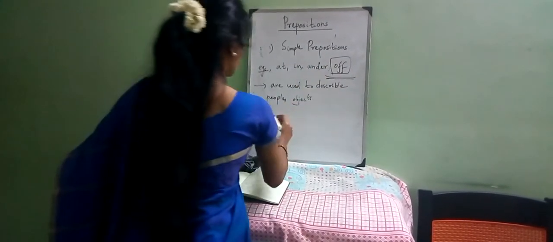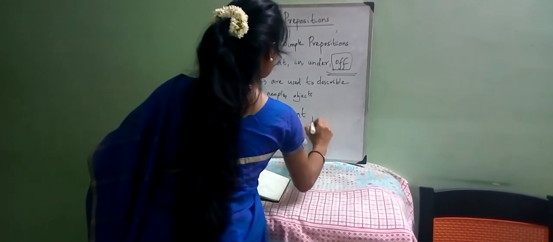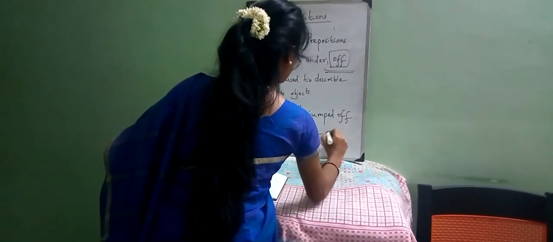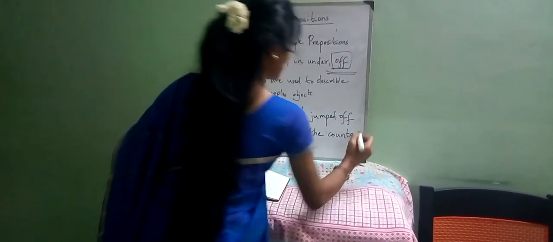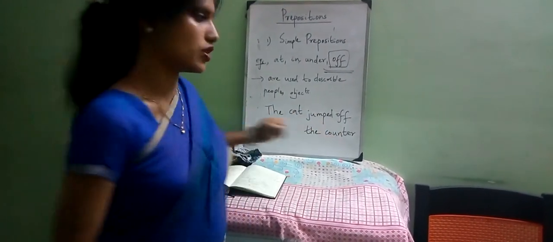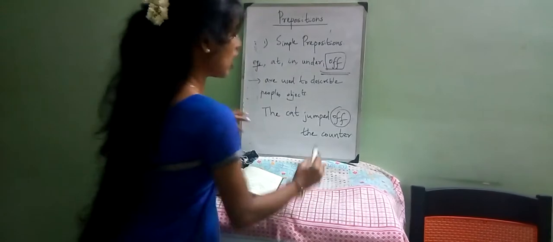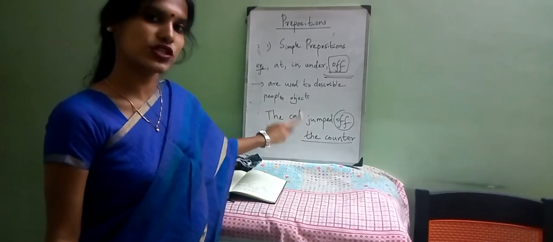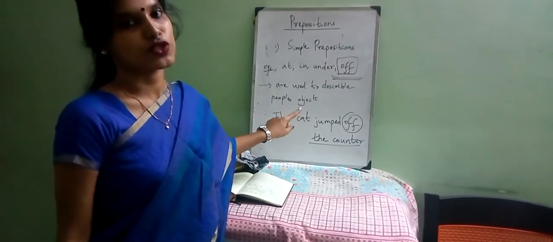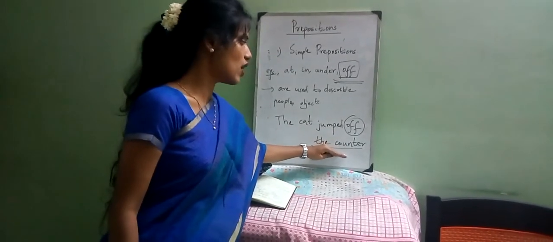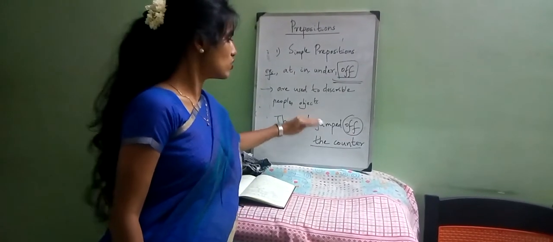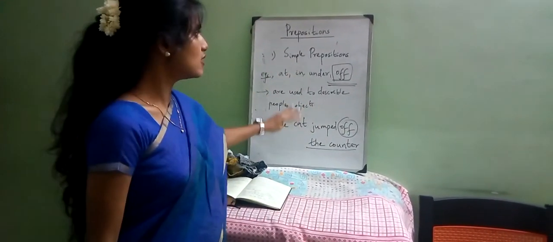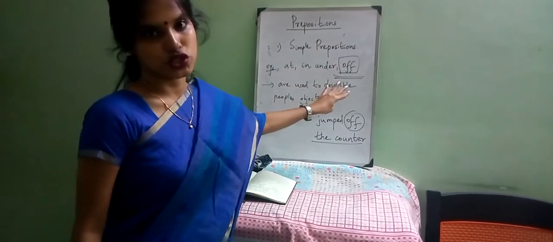Okay, so off, the cat jumped off the counter. The cat jumped off the counter. So off is used here, again in front of the noun. You notice it, it's very easy to place a preposition in a sentence. It is very easy to identify a preposition in a sentence. That is why I said in front of a noun a preposition is used, and it also connects two different phrases in a sentence. That is a very simple clue, and these are simple prepositions, okay.